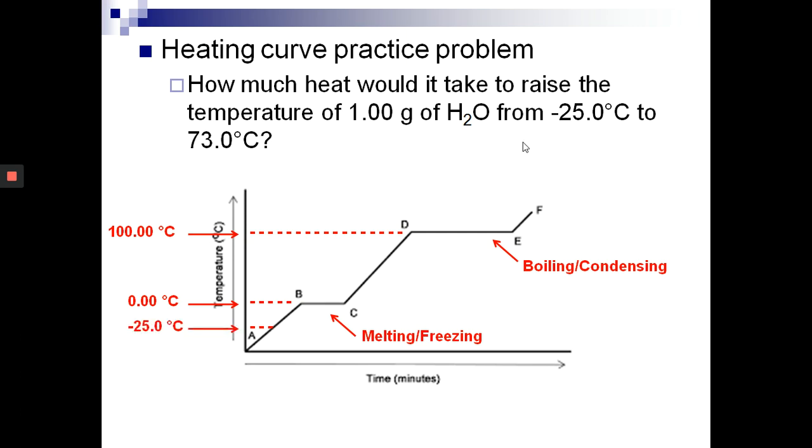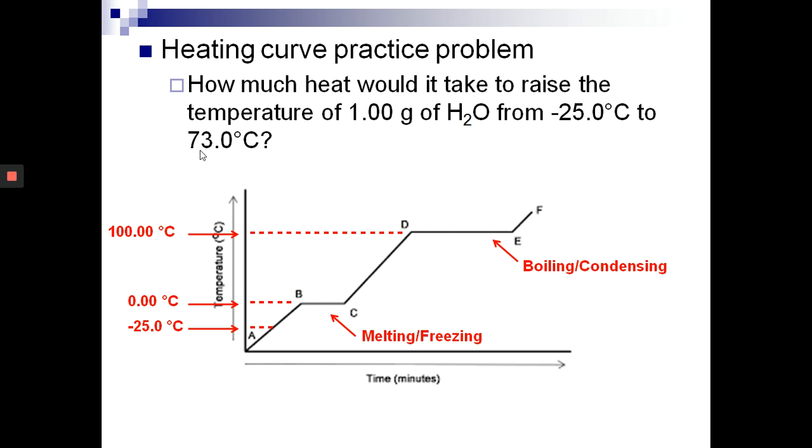And then, based on the question, you're starting from negative 25.0 Celsius. So if this is 100, this is 0, right? Negative 25 has to be somewhere below 0. So again, it doesn't matter where you mark, but I'm going to just randomly put it somewhere here. I'm going to go ahead and say this is exactly negative 25.0 Celsius.